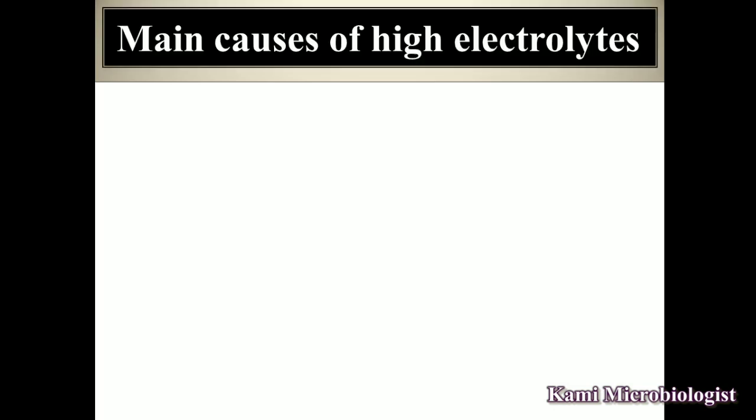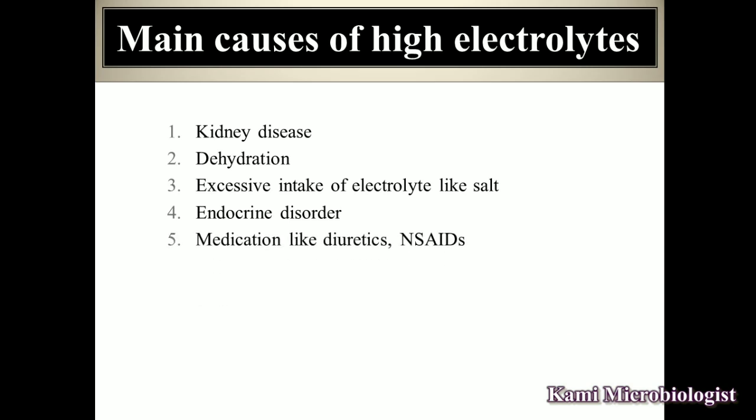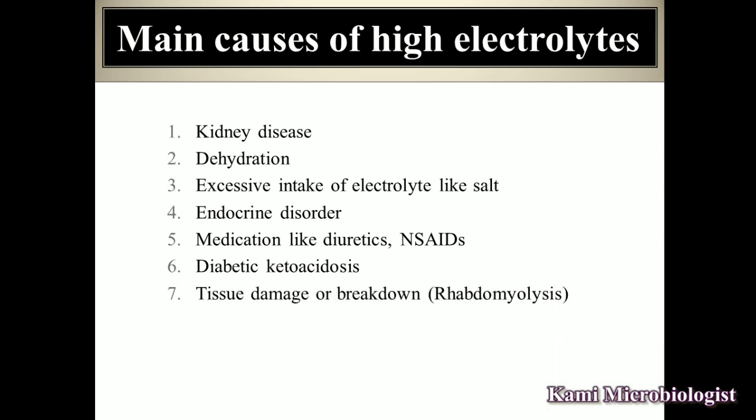Now let's see the main causes of high electrolytes. There are different main causes, and here we are going to see the important ones. First of all, it is due to kidney disease, dehydration, excessive intake of electrolytes in food like salt, endocrine disorder, medications like diuretics and NSAIDs, and diabetic ketoacidosis, in which case insulin is not produced. So what will happen? Acid will be produced, so we call it diabetic ketoacidosis.